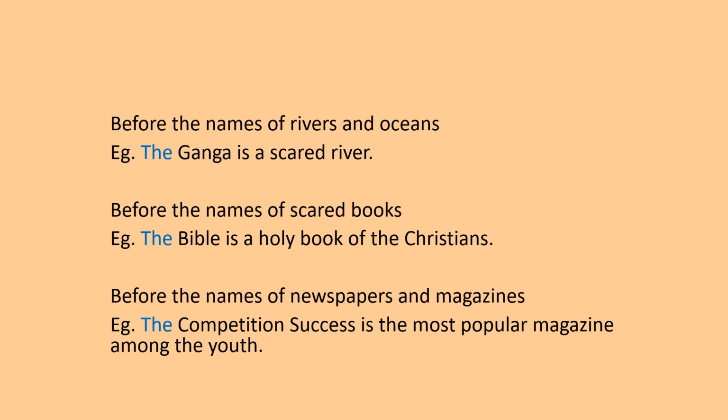The is also used before the names of rivers and oceans. For example, the Ganga is a sacred river. So we will use the with Ganga because Ganga is the name of a holy river. The Arabian Sea is in the southwest of India. So we will use the with the Arabian Sea because Arabian Sea is the name of a sea.